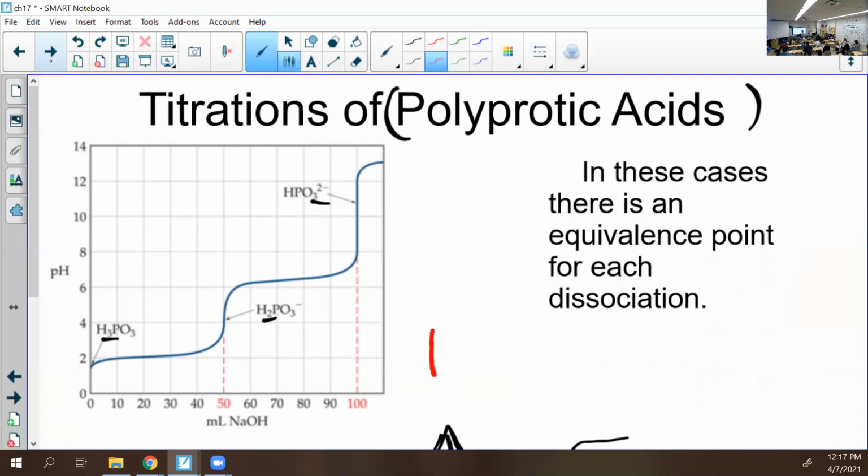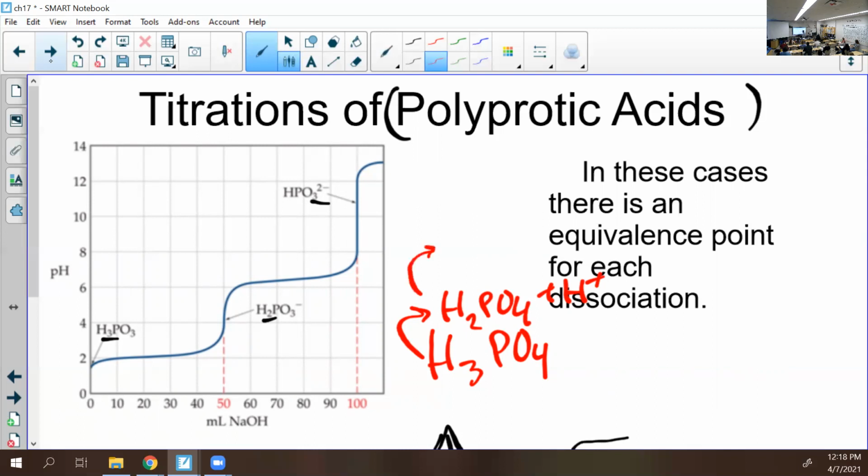So this acid is H3PO4. What happens is this goes through 3 processes. It goes from here to H2PO4 minus plus an H plus. I guess it goes through 2 changes, but there's 3 states. It means how many of these there are. So poly just means more than one. Protic means the H.